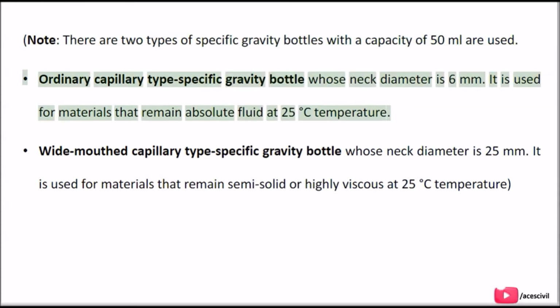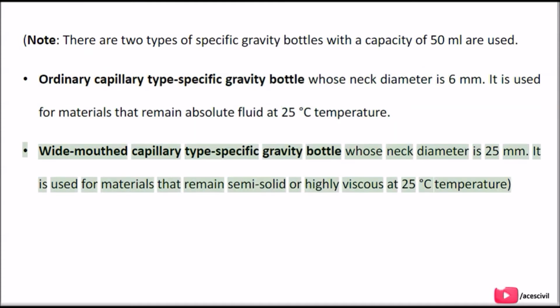Ordinary capillary type specific gravity bottle whose neck diameter is 6 mm. It is used for materials that remain absolute fluid at 25° temperature. Wide-mouthed capillary type specific gravity bottle whose neck diameter is 25 mm. It is used for materials that remain semi-solid or highly viscous at 25° temperature.